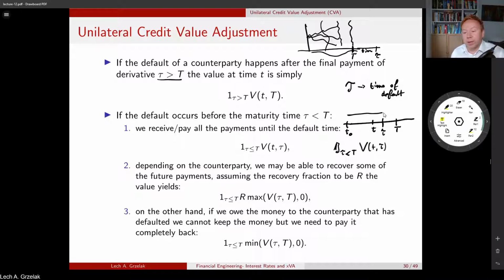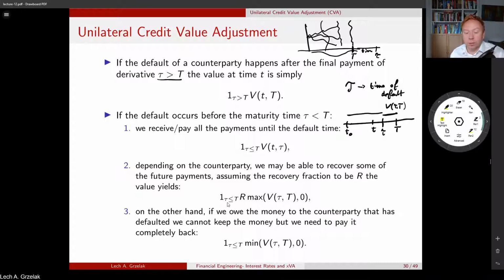So okay, this is handled, but still we have an outstanding part, which is here. Of course, we can also include that maybe we can recover some of the money that we're supposed to receive in the future. So this means we have here a recovery rate. If tau happens in this period, before maturity time t, then we may recover some of the money. So we have this outstanding amount, which will be v tau t, and then we recover some fraction of it.